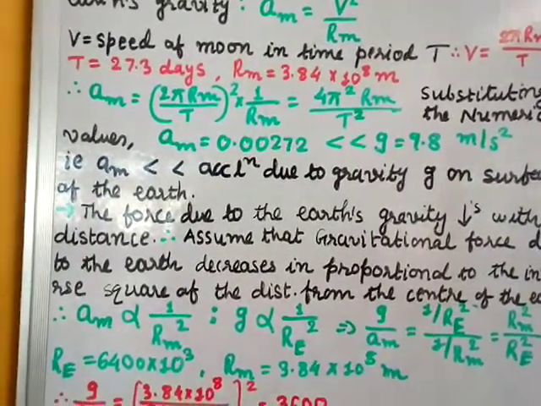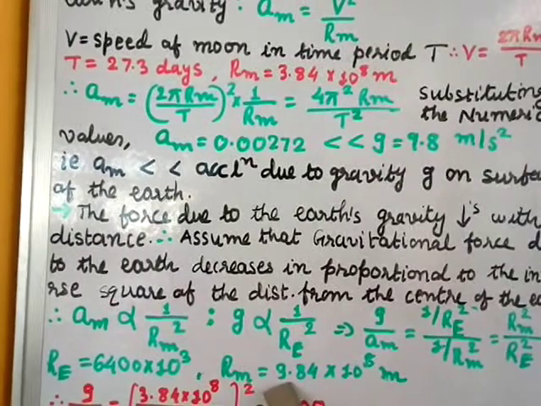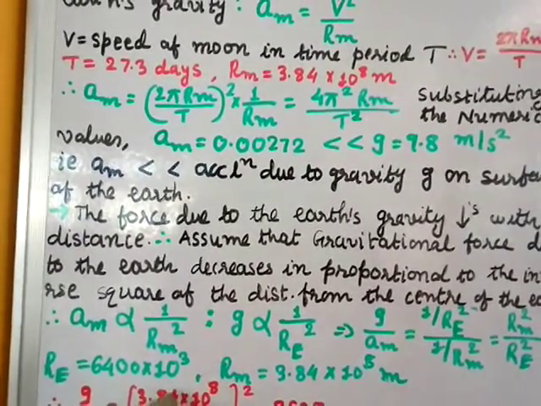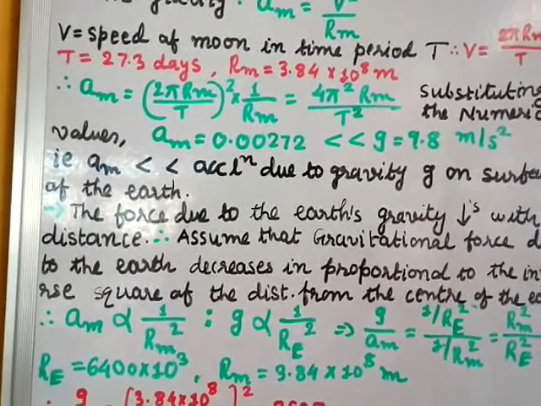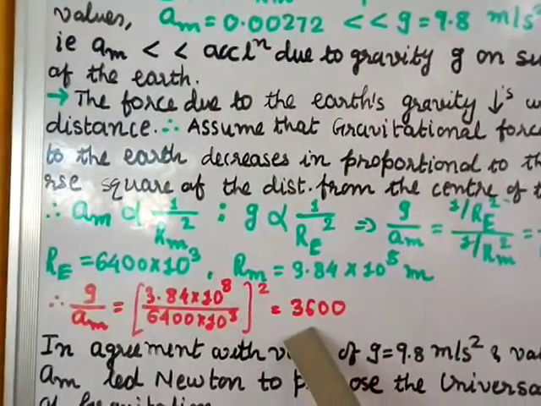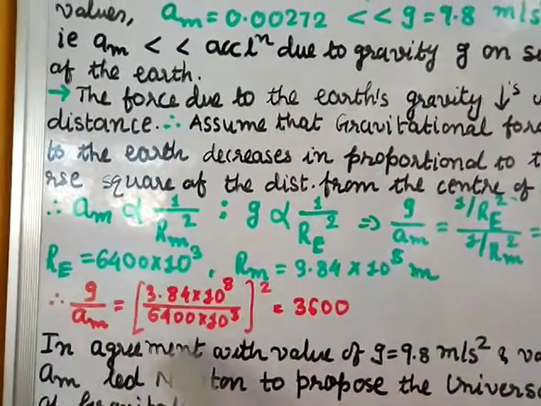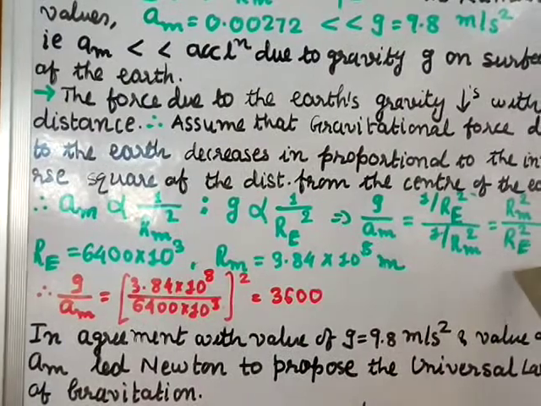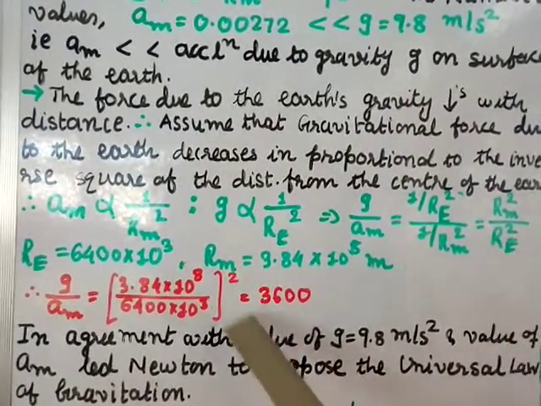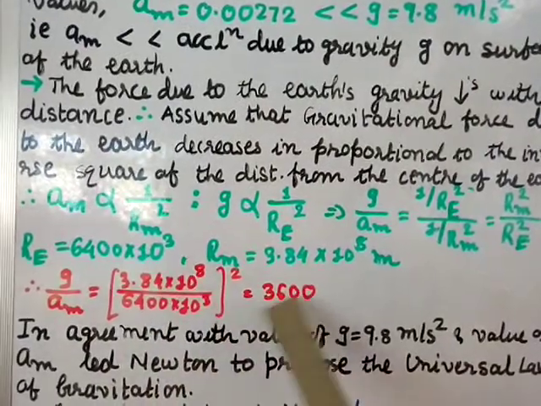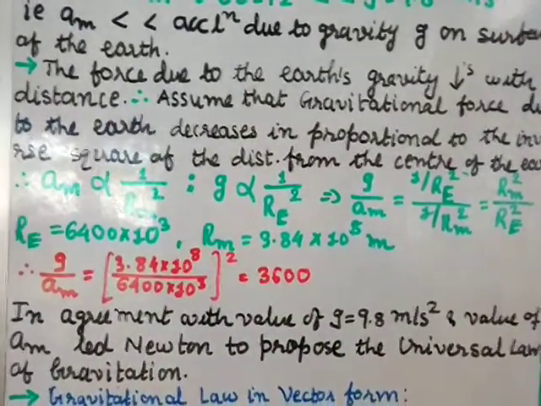So G by Am equal to Rm value, which is 3.84 × 10^8, and Re value, which is 6400 × 10^3, whole power 2. If you simplify this value, you get 3600. When you simplify after placing the value of Rm and Re, both are squared, so I have taken the square outside. So after placing the value, if you simplify, this answer you get as 3600.